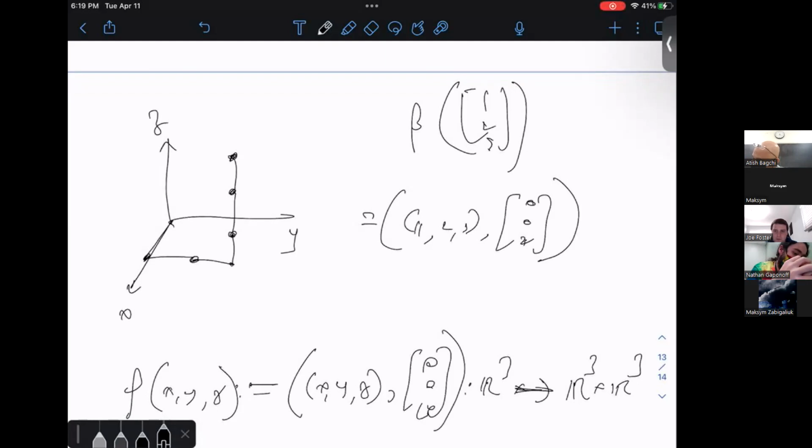What does (0, 0, 2) look like? The x component is 0, the y component is 0, the z component is 2. So the vector field looks like this. So this flow is everywhere vertical.